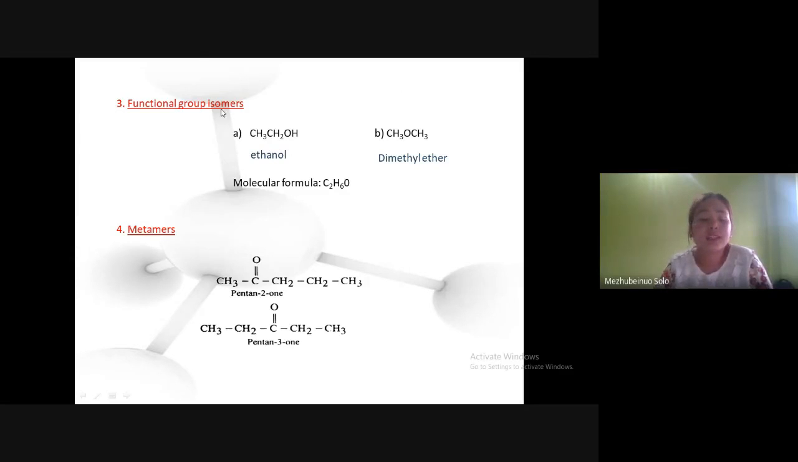And the last class is the metamers. This type of isomerism is due to the unequal distribution of carbon atoms on either side of the functional group or the heteroatom. So see here in this example, I have two compounds with a carbonyl functional group. In the first compound, we have only one carbon atom on the left-hand side and three carbon atoms on the right-hand side. But in the second compound, we have two carbons on each side. So this type of compounds are called metamers.